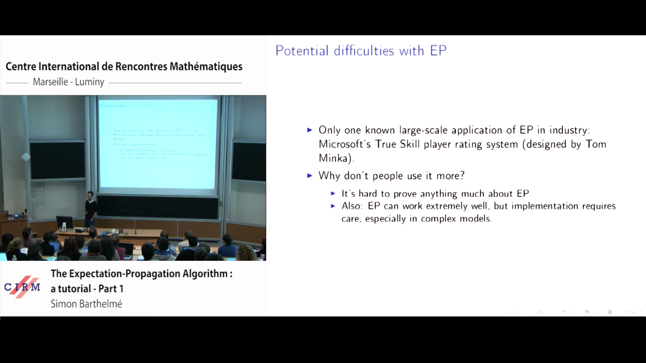So one reason I think is that it's very hard to prove anything much about EP, unlike Gibbs samplers. That might have stopped some people, because it's slightly uncomfortable when you can't say how good your approximation is. Also, I think EP can work extremely well, but implementation requires a lot of care, especially in complex models. You have to be careful about all that stuff. So the implementation cost can be quite high.